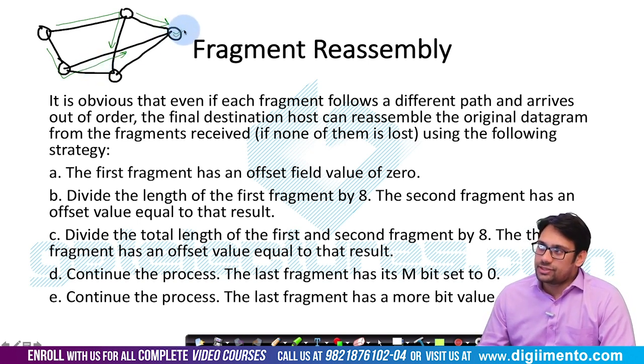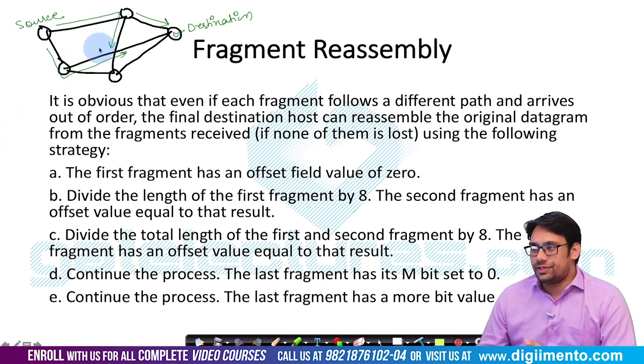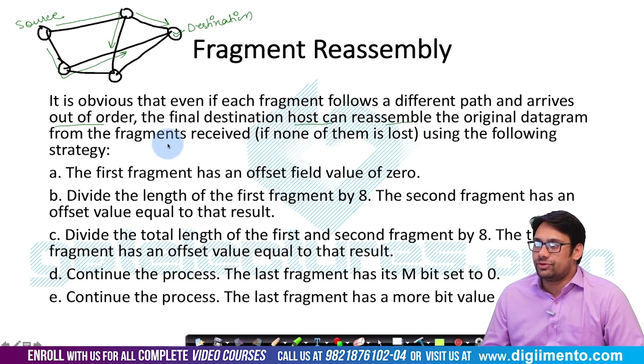And assuming that this router is representing your destination, and this router here is representing your source. Now, because the MTUs of these different paths can be different, a single packet can be divided into multiple packets according to the path, as we have seen already in the previous video. It is obvious that even if each fragment follows a different path, they can arrive out of order, and the final destination host can reassemble the original datagram from the fragments received. That means this destination should reassemble all the fragments that it has received.